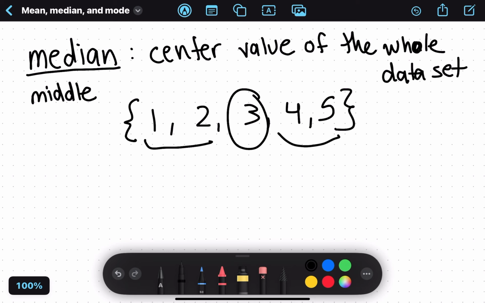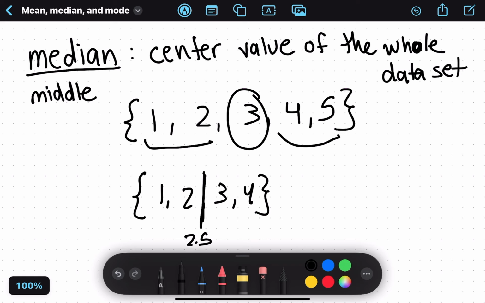So it's 3. But let's say we had an even amount. So let's say we had 1, 2, 3, and 4. Well, it can't be 2 and 3, and it certainly isn't 3, because then it would be unbalanced. We would have 2 and 1 over here. So it can't be 3, and it can't be 2 and 3. So it has to be a number that's exactly in between 2 and 3. What would that be? 2.5.